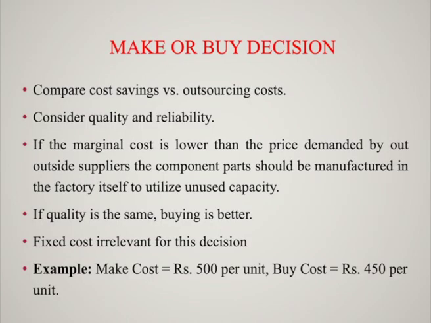And when the cost is more than the outside cost, we have to purchase, we have to order outside only. If the quality is the same, buying is better, and fixed cost is irrelevant for the make or buy decision. Here we are going to consider only variable cost. Example, make cost is 500 per unit and buy cost is 400 per unit. So, better to buy outside only.